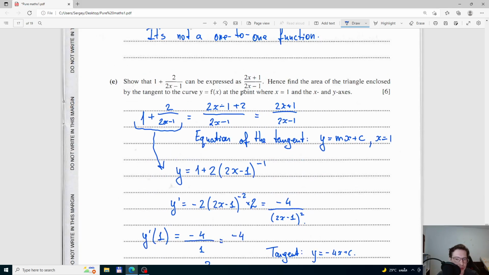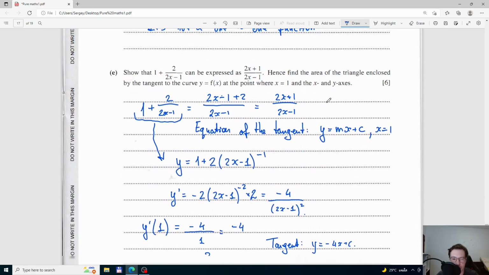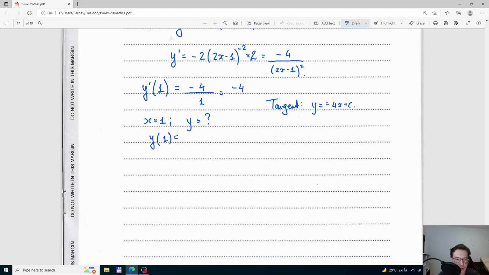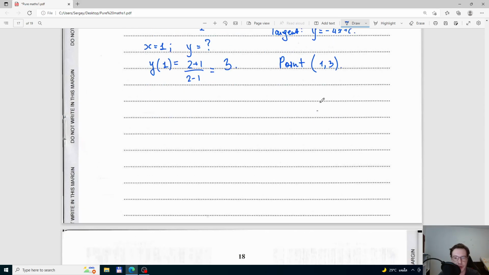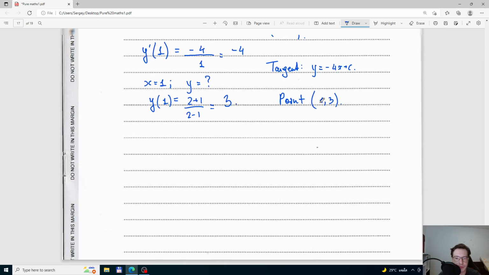I think I will substitute it into the fraction, even easier. 2x plus 1 over 2x minus 1 becomes 2 plus 1 over 2 minus 1. That is 3. So I know the point. It's 1, 3. And that means I can find the equation of the tangent. So 3 equals minus 4 plus c. So c equals 7.